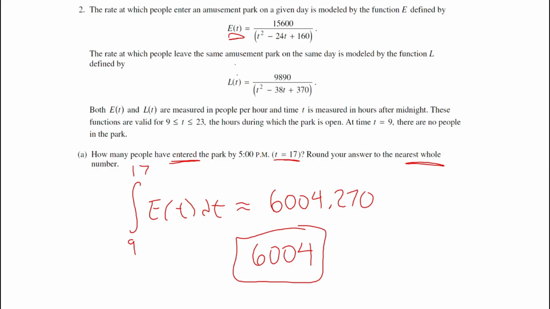They gave you 3 points for that. 1 point for having the correct limits from 9 to 17, 1 for having E of t inside, and 1 for the final answer.